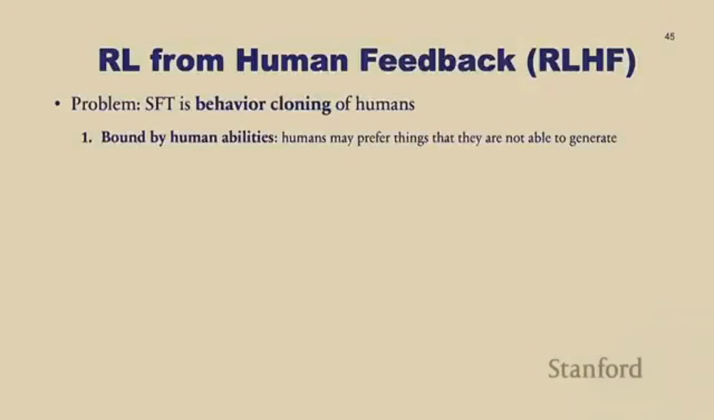Humans won't necessarily generate the things that they think are actually the best thing to generate. So if you ask me to write a book, I can definitely enjoy a book. I can probably say one book is better than another, but I'm definitely not going to be as good at writing the book that I want to read. So you're going to be bound by the human ability to generate things, even though the humans might be better at distinguishing between things. That's one issue.